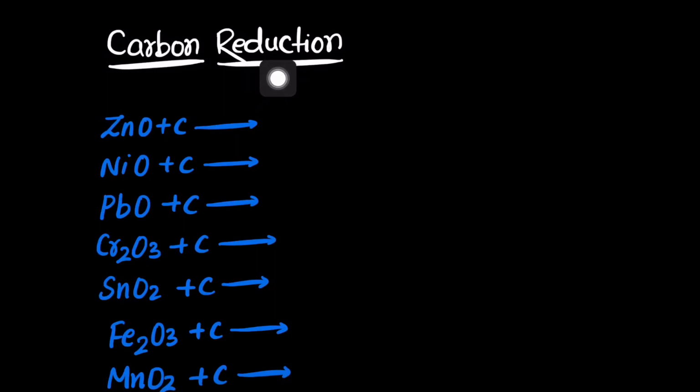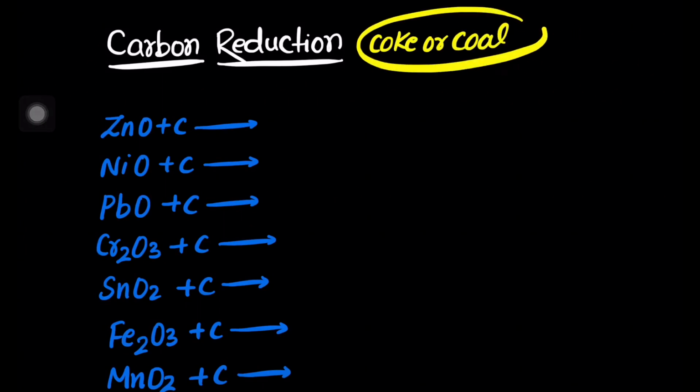In carbon reduction, basically oxides of metals like zinc, nickel, lead, tin, etc. are reduced to free metal by heating with coke or coal. So basically we use either coke or coal. This will reduce these metal oxides to metal and carbon monoxide.